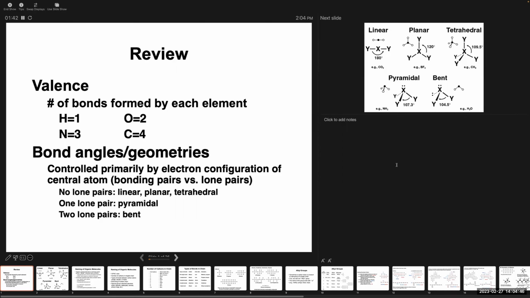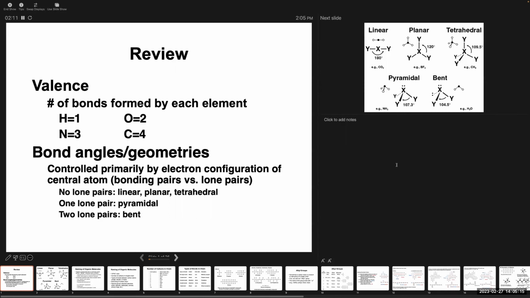And we talked about the fact that those bond angles are controlled primarily by the configuration of electrons around the central atom, the atom at the corner of the bond or the vertex of the bond. And it depends a lot on what are called bonding pairs and lone pairs of electrons. Bonding pairs are the pairs of electrons that actually create the covalent bonds in the first place. And then the lone pairs are pairs of electrons that are not participating in a bond.